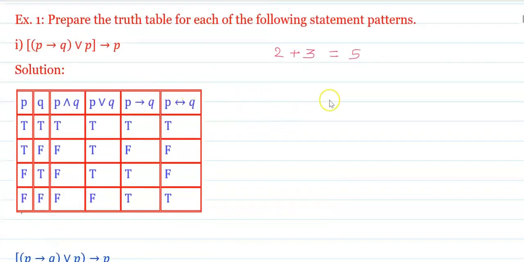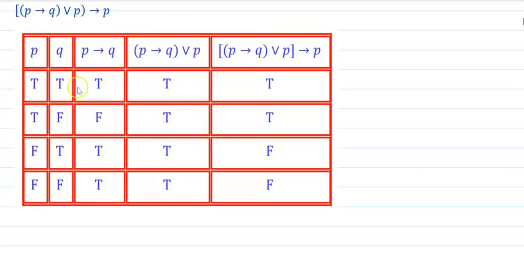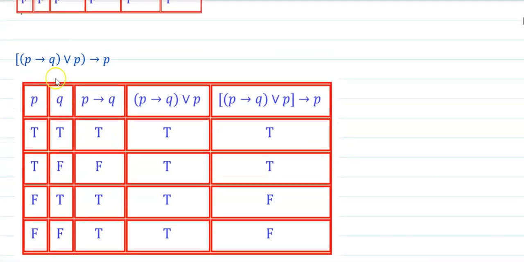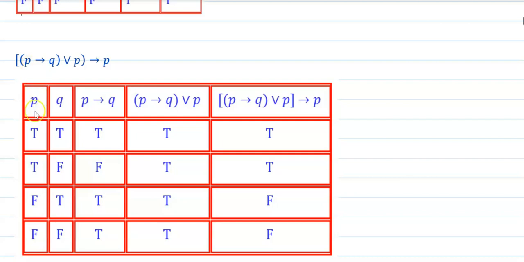And there are 2 statements, which means 2 raised to 2 equals 4, so 4 rows: 1, 2, 3, 4. Now see this here. The first is P. How do we write P each time? Double T, double F. Q is always written as T, F, T, F.